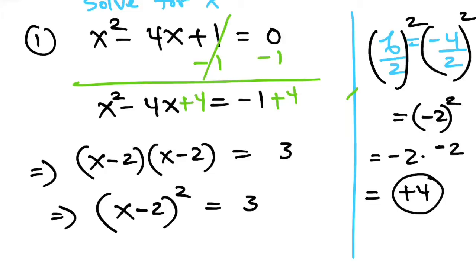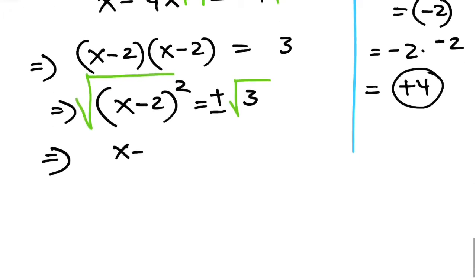Now, since we want to solve for x, we want to get rid of that square. How can we get rid of that? We have to take the square root of both sides. If we take the square root of both sides, we must include the plus minus sign. So don't forget your plus minus sign. Extremely important. Don't forget to include your plus minus sign. So the radical sign and the square will cancel each other out. We have x minus 2 equal to plus minus square root of 3.